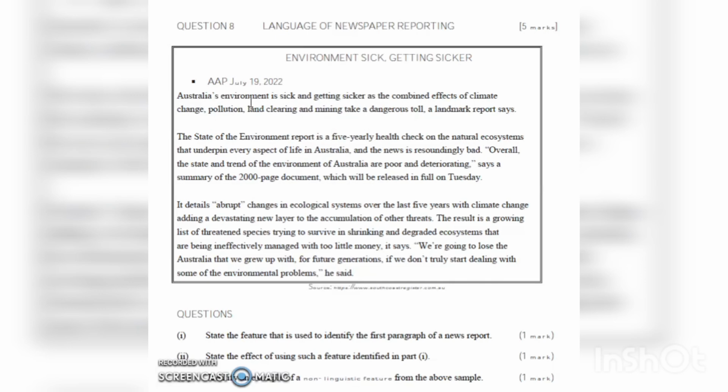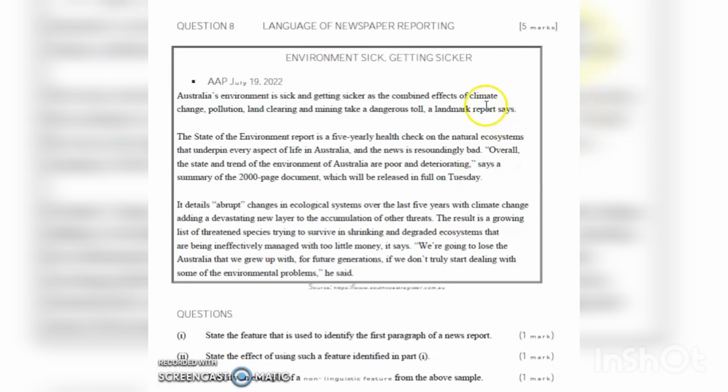Now we know that one of the non-linguistic features is the inverted pyramid. So we know what a pyramid looks like, pointy on top with a large base. But for language of newspaper, it is inverted, so it's upside down. So all the important information comes first, and then as you read through, it becomes less important. That is another, sorry, non-linguistic feature. That's what we call the layout of our newspaper articles.